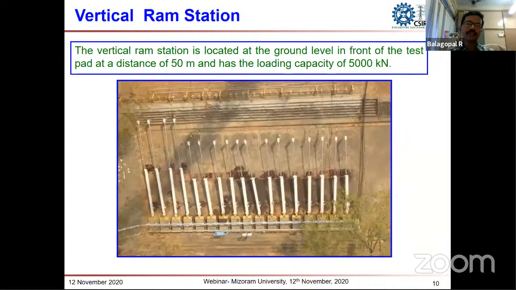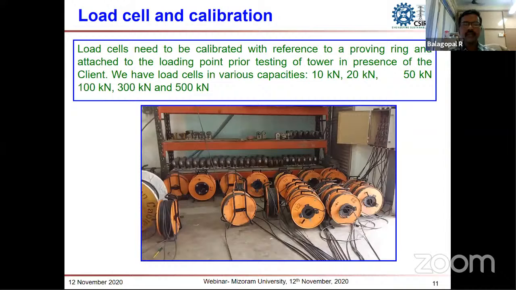And this is the vertical ram station. This is the top view. This is to apply the self-weight load on the transmission towers. Before each testing, we have to calibrate the load cells. We have different ranges of load cells, ranging from 10 kN up to 500 kN. We have the calibration facility in our testing station, and we calibrate the load cells prior to each testing.